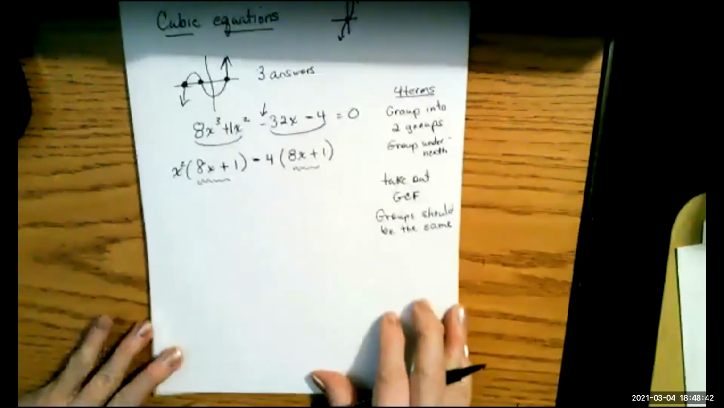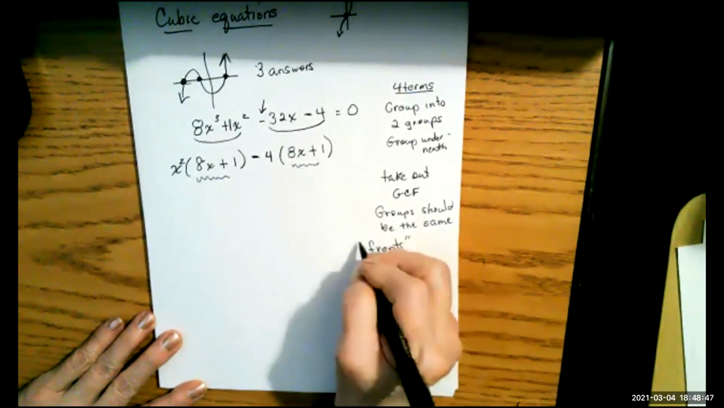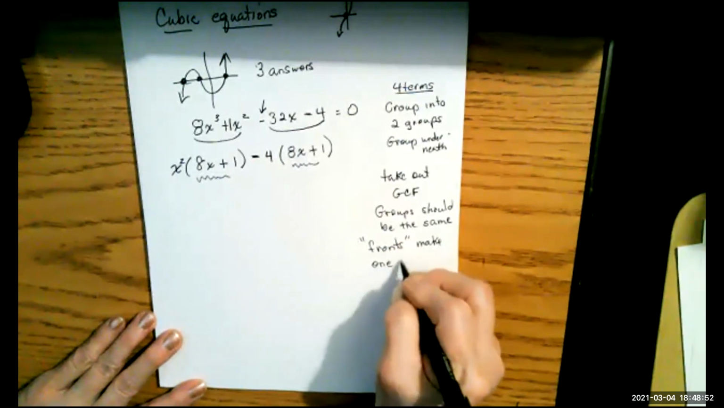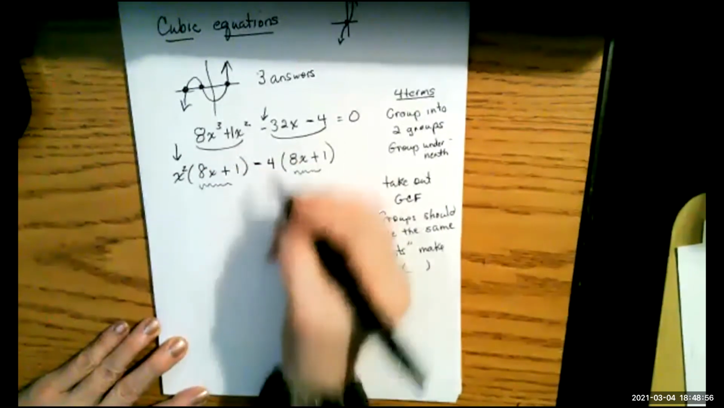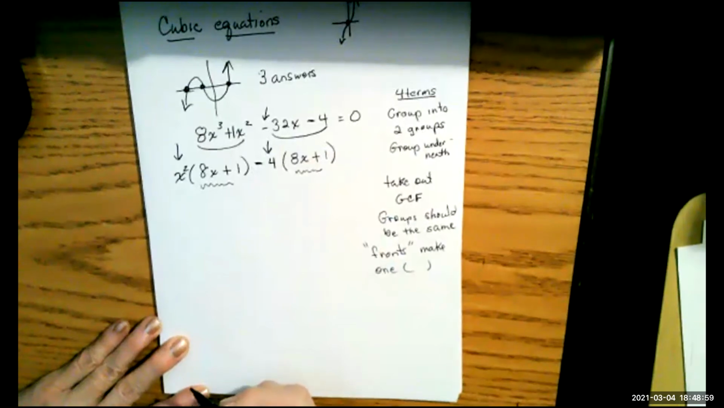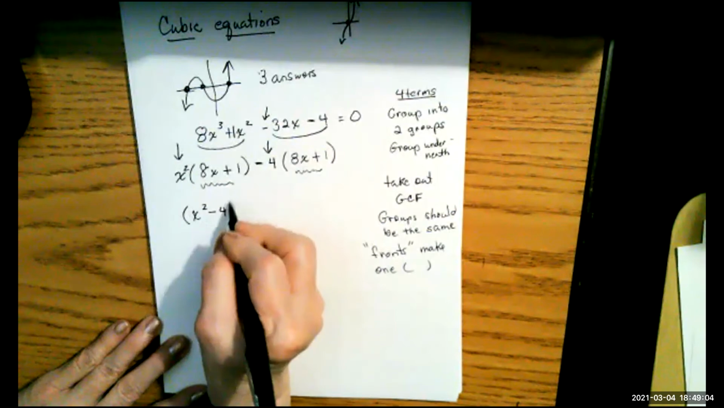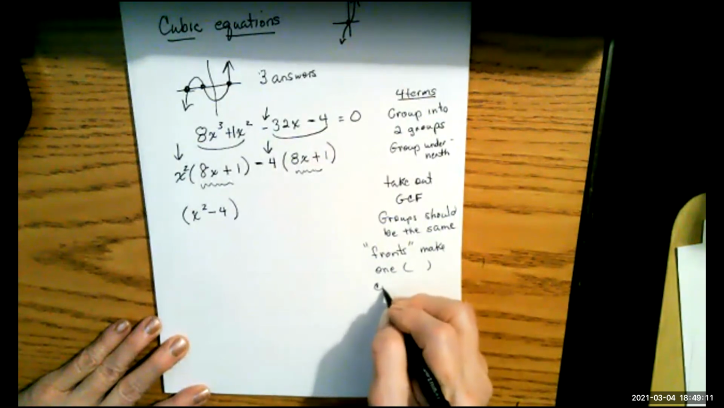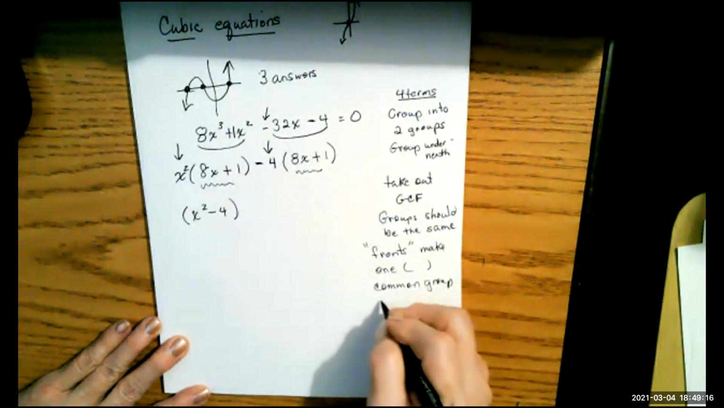Okay, now what happens is the fronts off of these, I'll call it the fronts, the things that are in the fronts make one little group. So the front off of this one is x squared. The front off of this one is -4. So in one of my groups, I'll have x squared minus 4. The fronts make one of the groups. The other group is the common group.